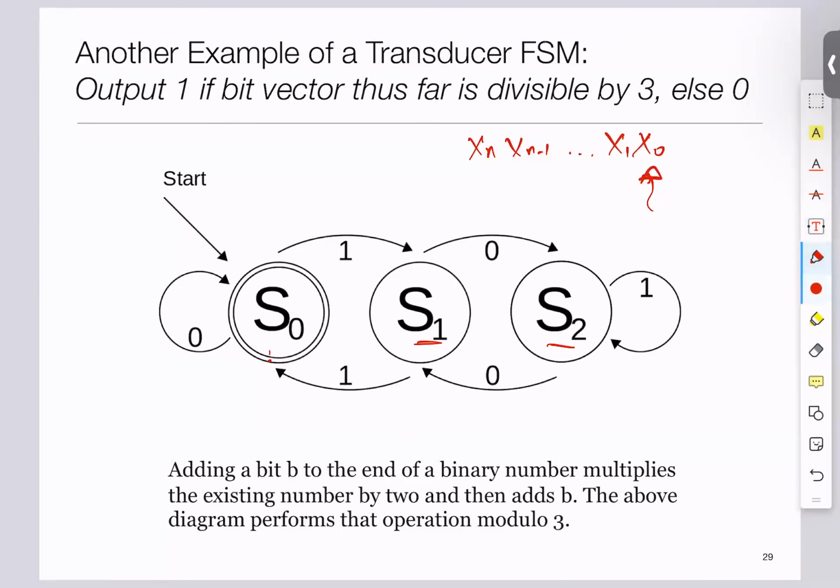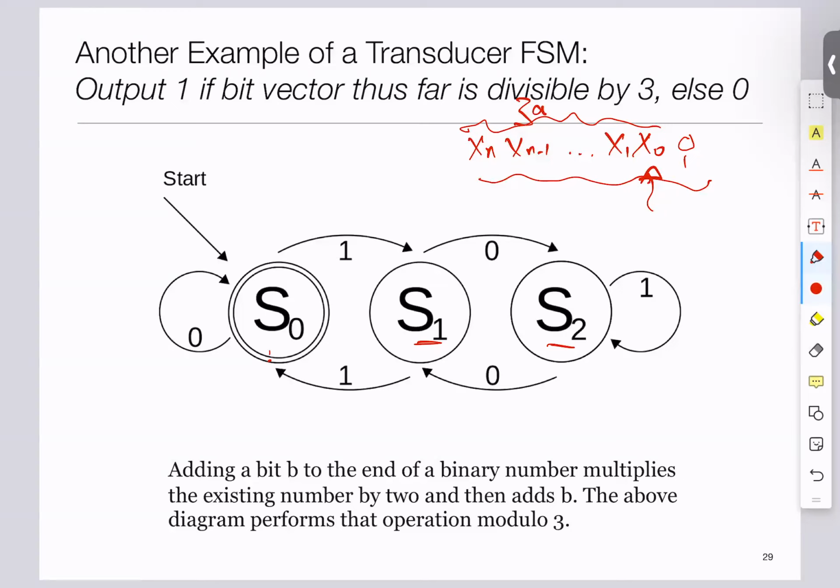Now there are 2 possibilities: I can get a 0 or I can get a 1. This number is divisible by 3, so it is 3 times something. Let's call it 3a. And now let's say I get a 0. So what is this new number? It is 3a shifted 1 place, so multiplied by 2, that's 6a plus 0.